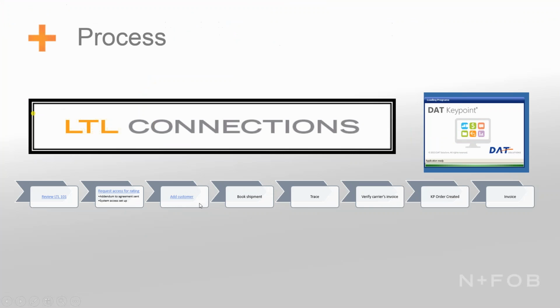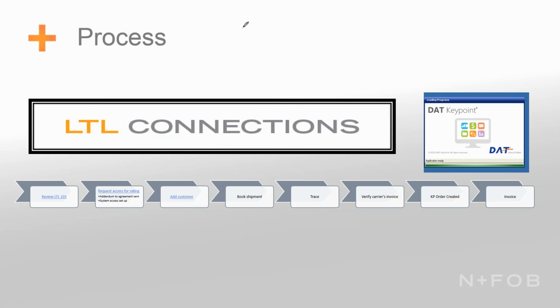Back at the process, once your customer is set up, now you can attach an order to your customer and you can begin to book your shipment. You can assign it to the carrier, tender it to the carrier through Connections, and then you can start tracing the shipment. Once the shipment has been delivered, the carrier within a few days will be sending us their invoice. All of this, you notice, is still within Connections. No one is going to KeyPoint yet. Everything is done in Connections.